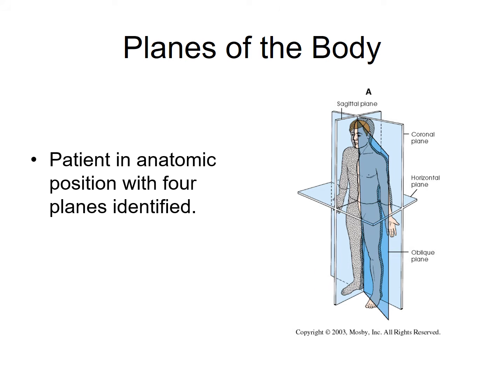Okay, so a couple of points to get out of this slide. Notice the way the man is standing, the anatomic position. Notice the planes, sagittal plane separating the body into right and left sections, coronal plane, front and back sections, horizontal plane, upper and lower sections, and then an oblique plane coming off at an angle through the body.